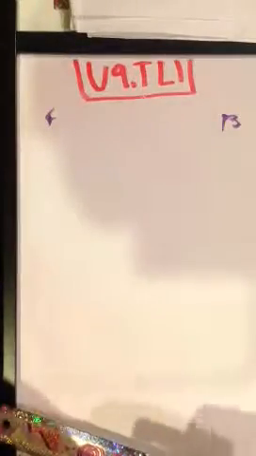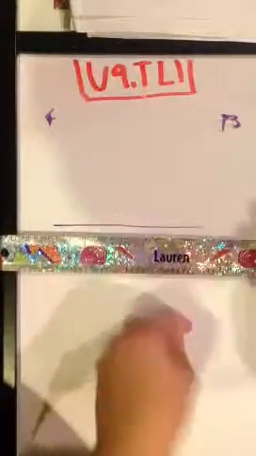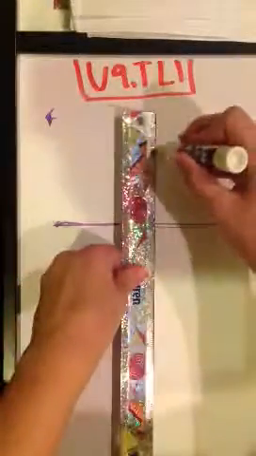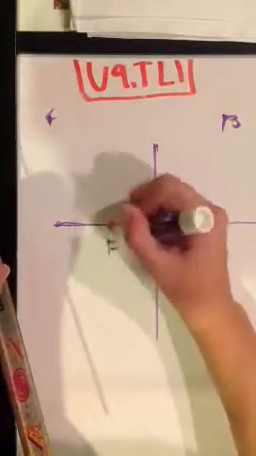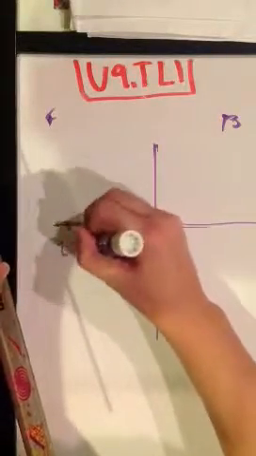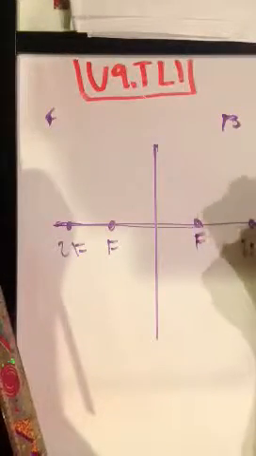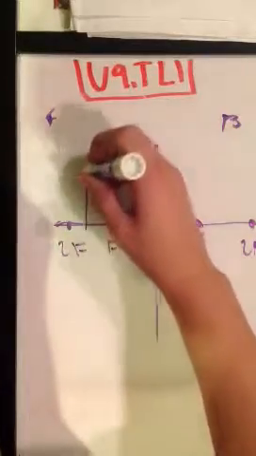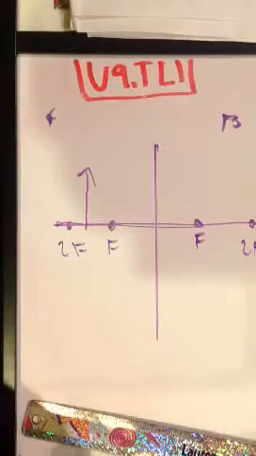Next we have case 4. Case 4, the object is between F and 2F. So let's do the object there. Then we draw the lines.